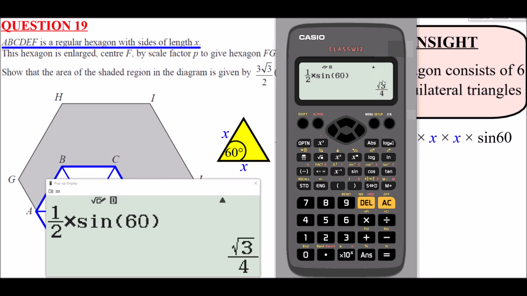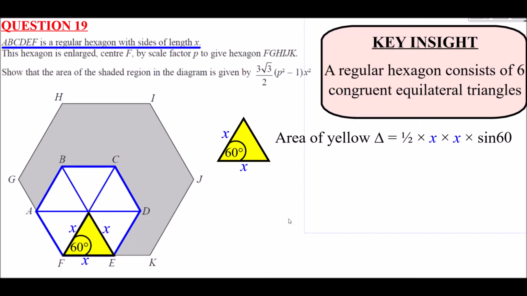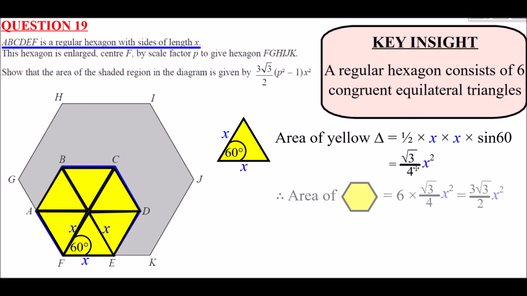that gives me root 3 over 4. So this is going to be root 3 over 4 x squared. So that's the area of one of the yellow triangles. But of course, this smaller hexagon isn't just one yellow triangle, it's all 6. So I need to imagine another 5 joining in here, like so. So the area of a full hexagon would be 6 times root 3 over 4 x squared. And if you do 6 times root 3 over 4, you'd get 3 root 3 over 2 x squared. So the area of a full smaller hexagon is 3 root 3 over 2 x squared.